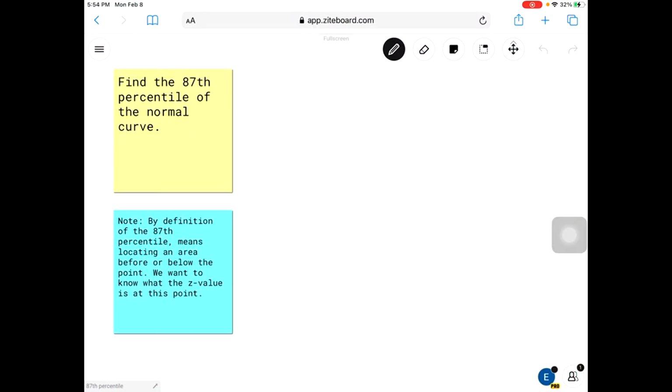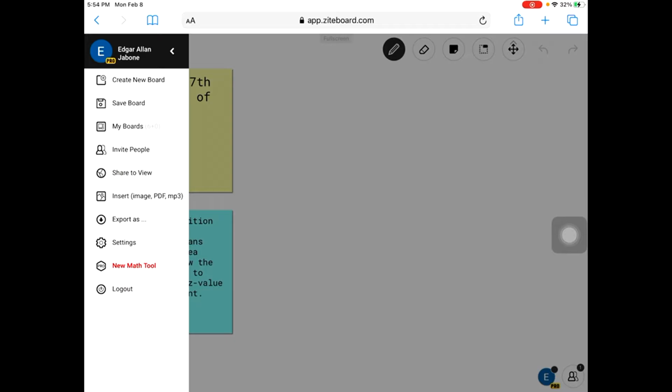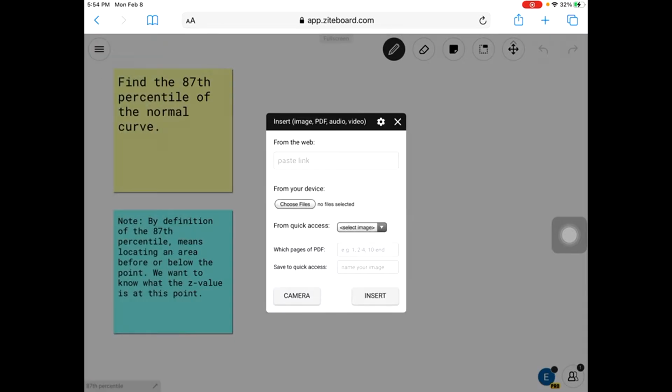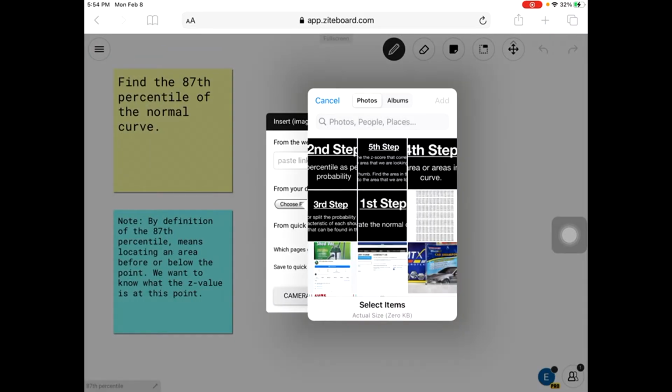Locating percentiles under the normal curve. For this sample exercise, we will find the 87th percentile of the normal curve. And we have to take note that by definition, the 87th percentile means locating an area before or below the point. And we want to know what the z value is at this point. So the first step for us is to illustrate the normal curve.